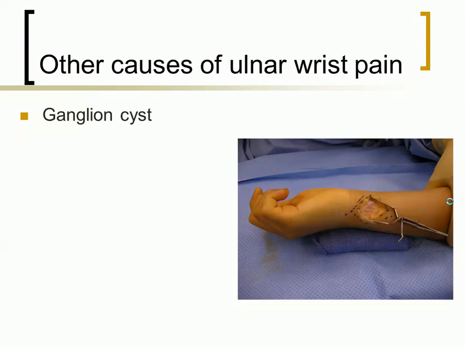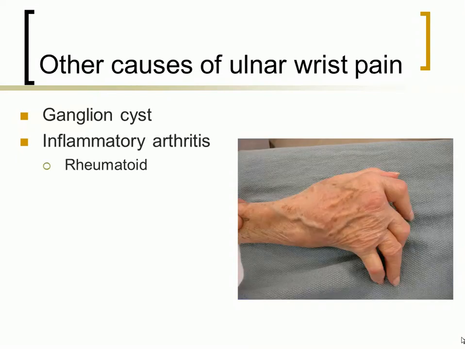Before we finish, it's important to know that I've not discussed all the potential causes of ulnar-sided wrist pain. One should be alert for other causes. Here are just a few examples. A ganglion cyst with fluid under pressure can cause pain. Inflammatory conditions like rheumatoid arthritis can certainly cause pain and may not be obvious in early stages.